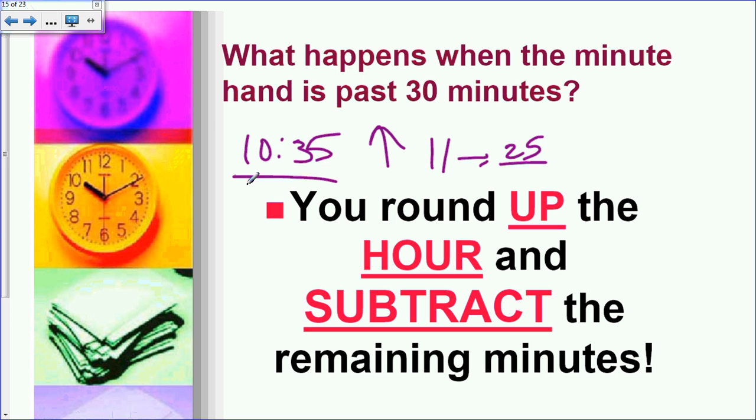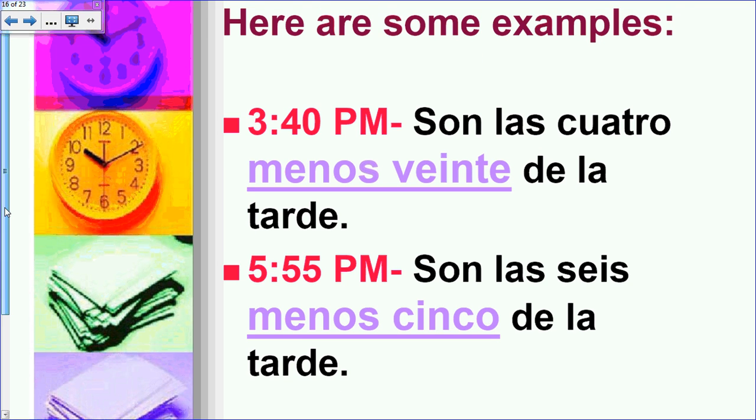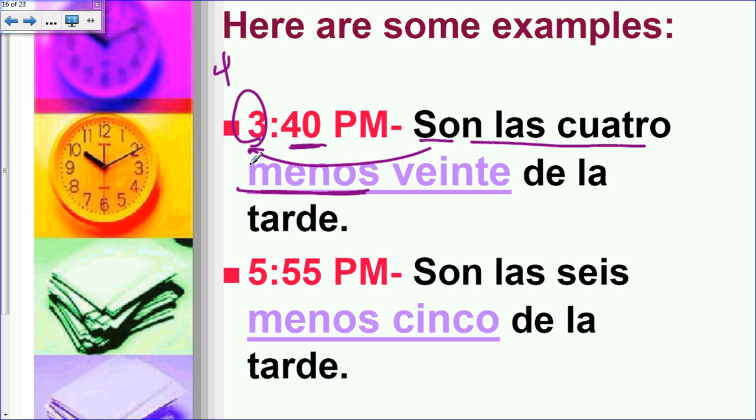Okay, so if it's over 30, we round up to the next hour, we subtract the amount of minutes, keeping in mind that there are 60 minutes in an hour. So we're going to do some examples together. For example, if we want to say it's 3:40, we're going to start with the next hour. So it's 4 o'clock. There's a 20-minute difference between 40 and 60. So we're going to say son las 4. We're getting it because this is the next hour. Son las 4. And then what we say is minus the amount of minutes. There's 20 minutes between 40 and 60. So son las 4 menos 20 de la tarde.